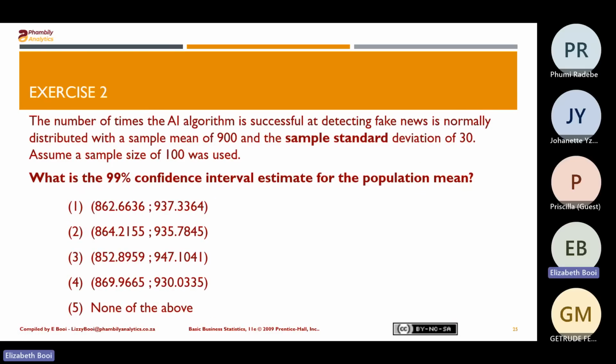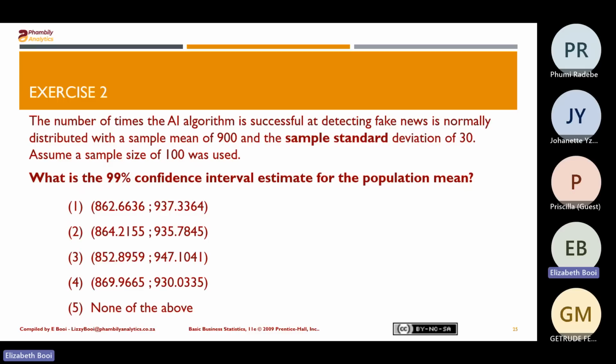Let's look at number 2. The number of times an AI algorithm is successful at detecting fake news is normally distributed with a sample mean of 900 and a sample standard deviation of 30. Assume that a sample size of 100 was used. What is a 99% confidence interval estimate?